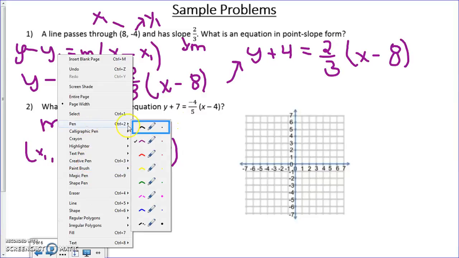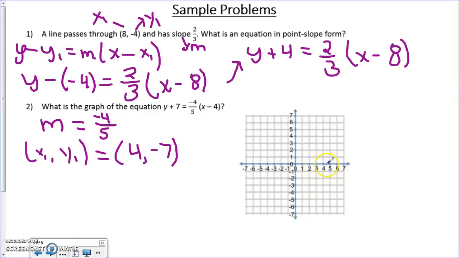So let's plot that point first. 4, negative 7, should be over here. And then we're going to use, actually, I wouldn't be able to do that for you. Oh, we could do it the opposite way. We can go up 4, 1, 2, 3, 4, and we can go to the left 5. 1, 2, 3, 4, and 5. Connect the 2 points. I just went the opposite direction. Instead of going down 4 and right 5, I went up 4 and left 5.